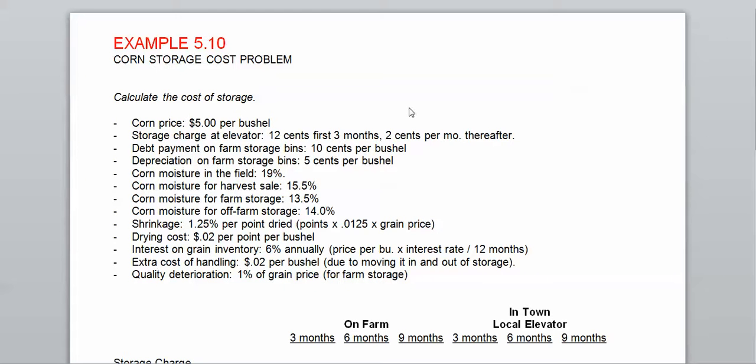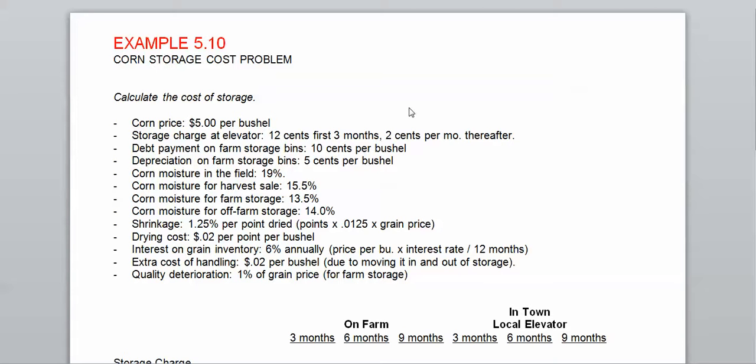Hi, today we're going to talk about example 5.10, corn storage problem. Hopefully you watched the other video online that discusses determining storage costs, and that you have printed off this example worksheet. I will take the time now to go through this problem with you, and please feel free to follow along. Information on top of this page is what we're going to use to figure out our cost of storage.